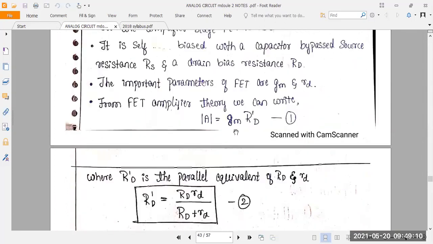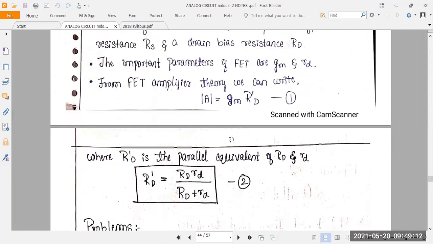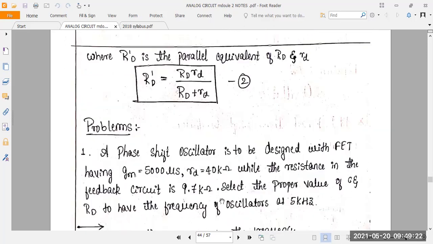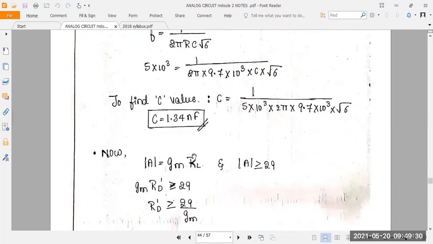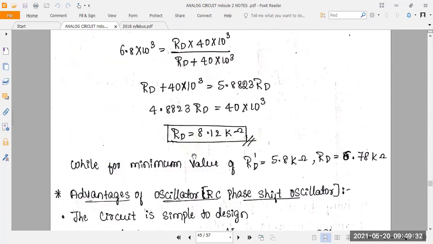The magnitude of A is equal to gm into RD dash. Then RD dash, what is the formula here? You take the parallel equivalent of the channel resistance and drain resistance: RD multiplied by small rd divided by RD plus small rd, including the problem. What is the frequency for the RC phase shift oscillator? That is 1 divided by 2 pi RC square root of 6. Understood?